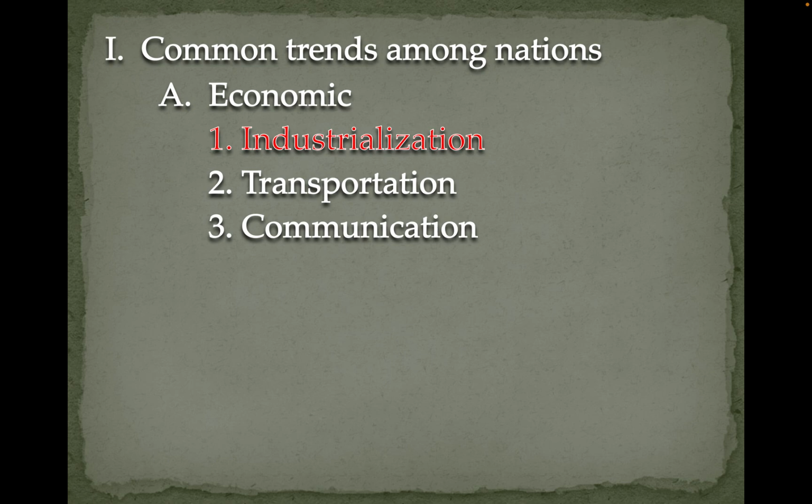Now, before we ever get to this particular chapter, we want to talk about what each country is doing within its borders. But there are some common trends at the time, and we want to talk about economic trends first. And the first big economic trend at the time is something we refer to as industrialization.